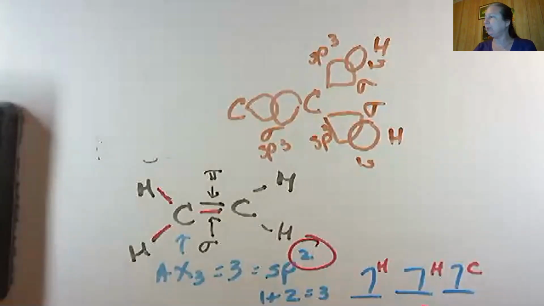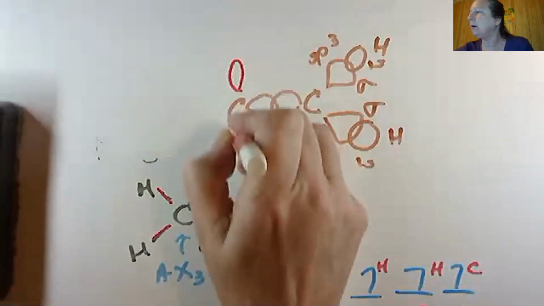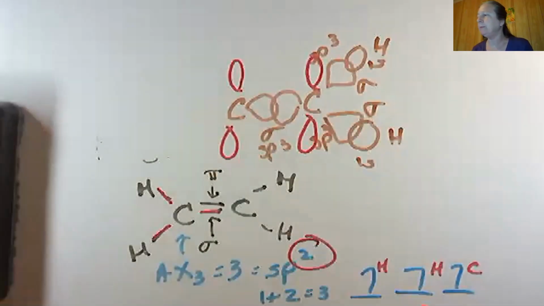2 of the p's, but carbon has 3 p orbitals. Any atom that has a p orbital has 3 of them, because that's just the way quantum electrons work. So it has 1 more p orbital that's not being used in this hybridized bonding. So we're going to put them up here. There's one, there's the other one, right?